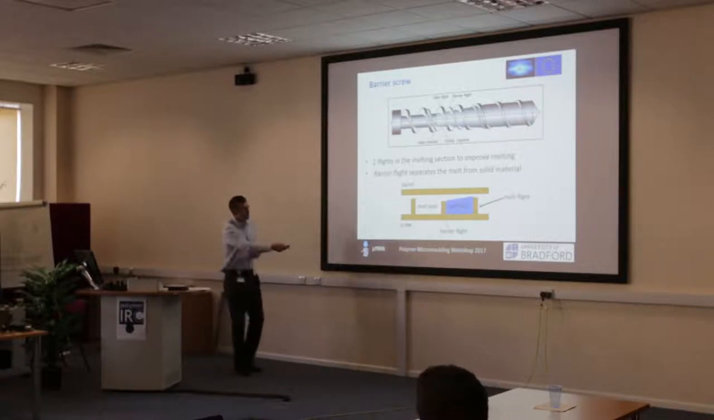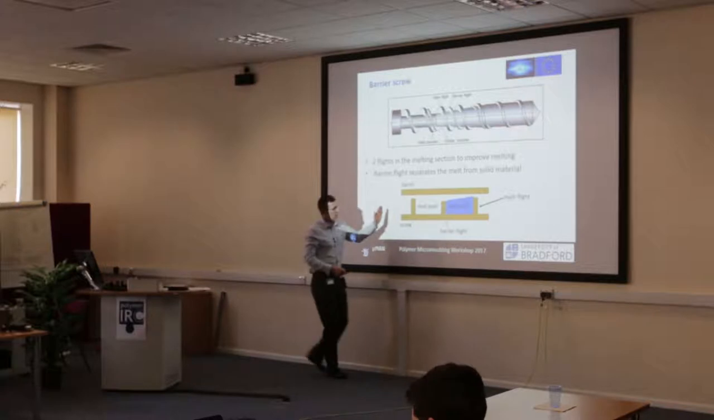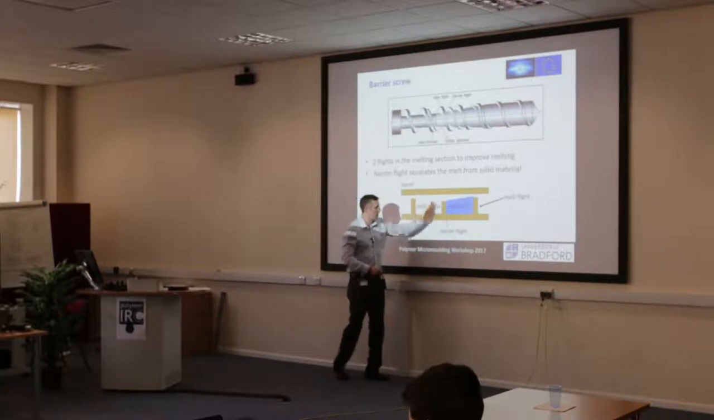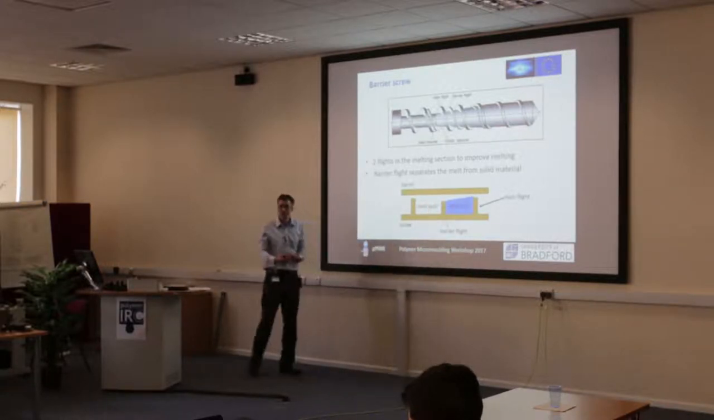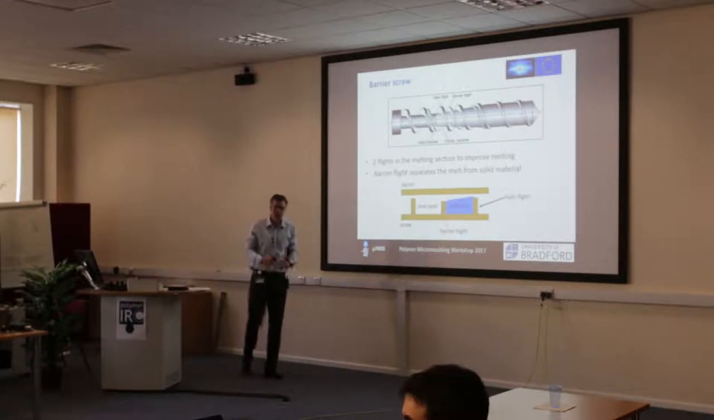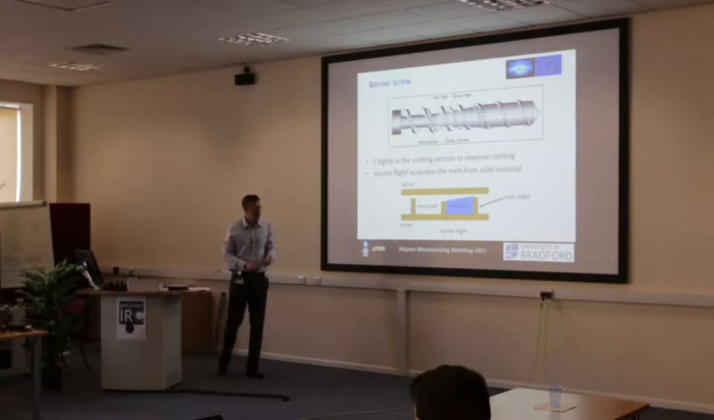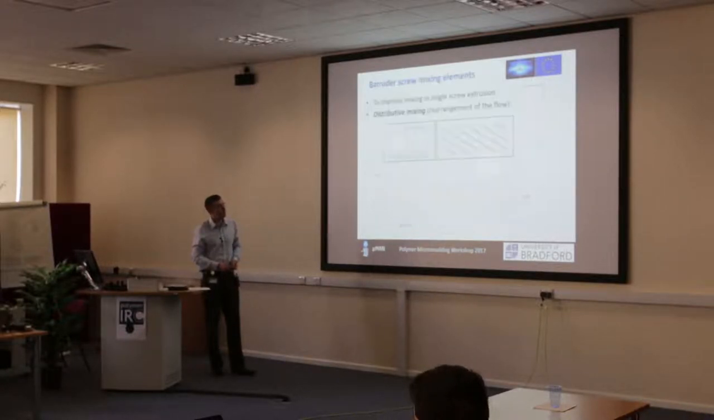And what this does, as this flight moves from this side to that side during the length of the screw, is force all the solid material to flow over there and become molten. So it's a more effective melting type of screw. This design was developed in the 1990s to improve melting, and it's very widely used now, as I say, in industry. So that's called a barrier screw.